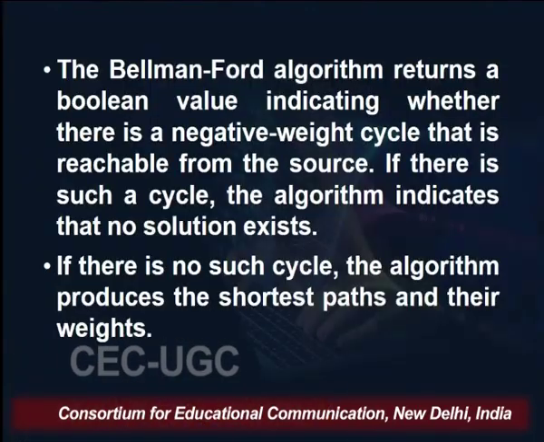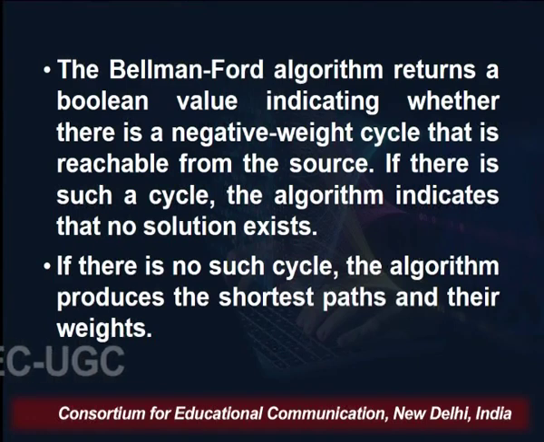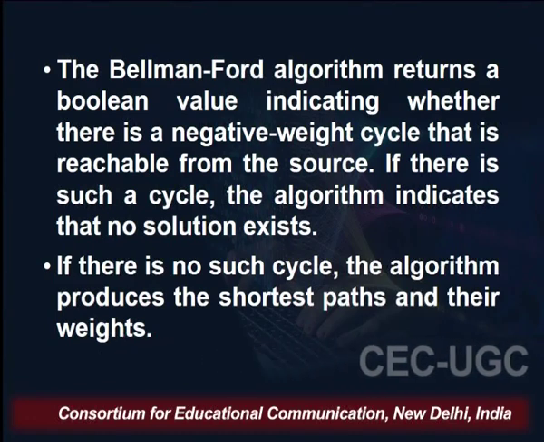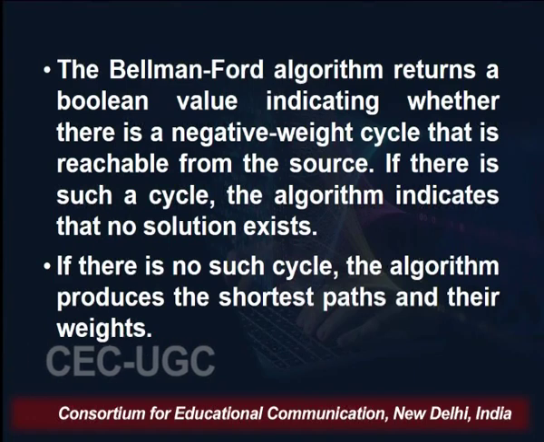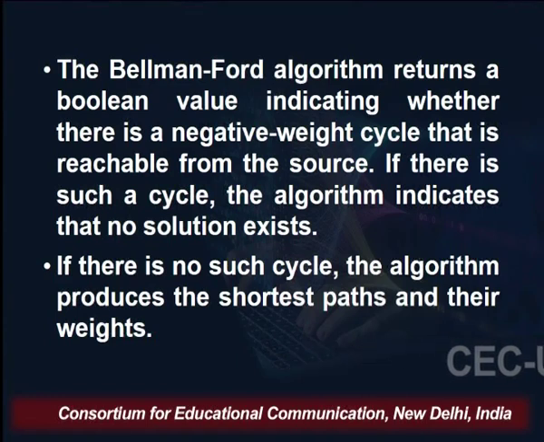Bellman Ford algorithm basically returns a Boolean value which indicates whether there is a negative cycle that is reachable from S. If there is such a cycle, that means the value of that Boolean variable is true, the algorithm indicates that no solution exists. And if there is no such cycle, the algorithm will give you the shortest paths and also their weights, and that we have seen in our previous lecture, that both the shortest path and the weight of the shortest path are going to be given by this Bellman Ford algorithm.